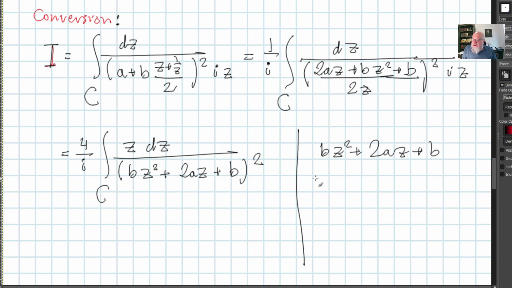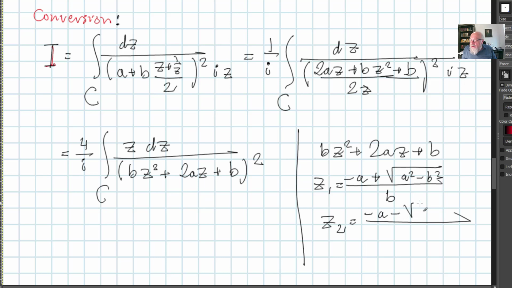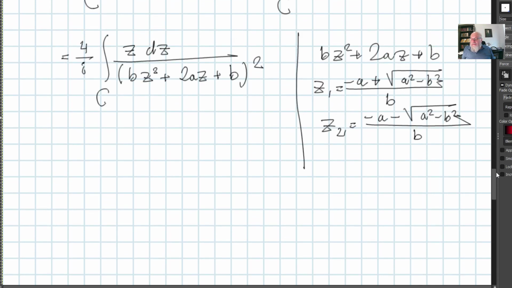So the first one, z1, is equal to minus a plus the square root of a squared minus b squared, divided by b, and the z2 root will be equal to minus a minus the square root of a squared minus b squared over b. So I will have two singular points, except we have to check which of them is inside the unit circle, and immediately notice that if I put the absolute value of z2, this will be nothing else than a divided by b plus the square root of a squared minus b squared over b.